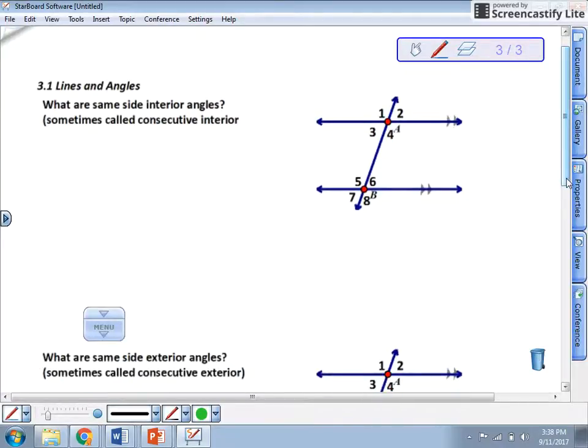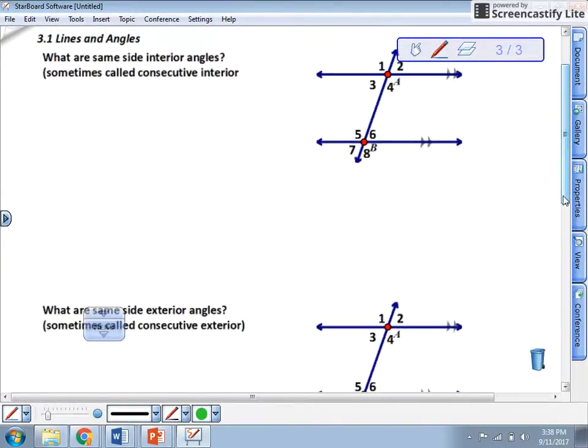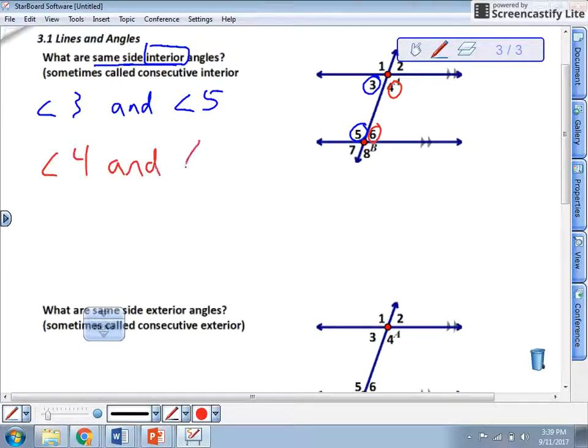Next sets: same side interior and same side exterior. The name tells you where to look. Same side of the transversal, and interior means inside the lines that are intersected. So if I look at angle three, what would go with angle three? Same side, and on the interior, that'd be five. So we'd say angle three and angle five. Sometimes they're called consecutive, but we're going to call them same side because it's more descriptive. Four and six would be the other set: angle four and angle six.